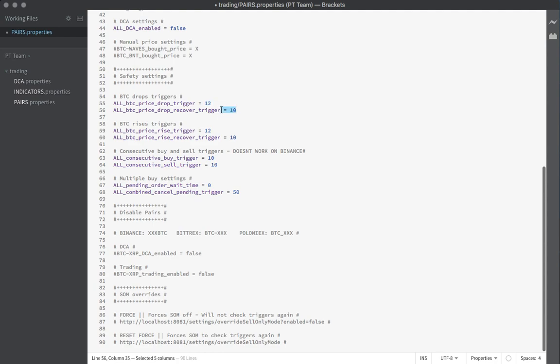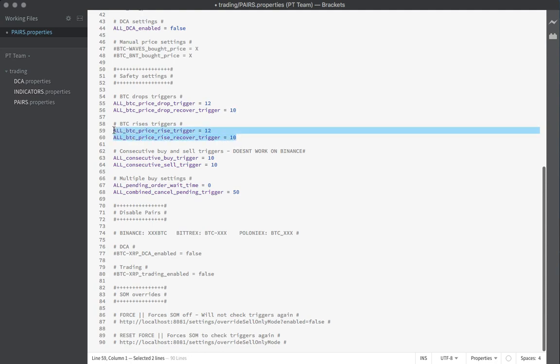Then if it recovers by a set percentage over the last 24 hours, then it will come out of sell only mode. So what I've got here is if it enables a 12% drop over the last 24 hours, then it will recover and come out of sell only mode when the price comes back up so that it's only a 10% drop over the last 24 hours. And then you have the price rise triggers. These are exactly the opposite.